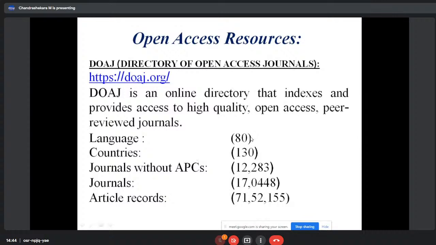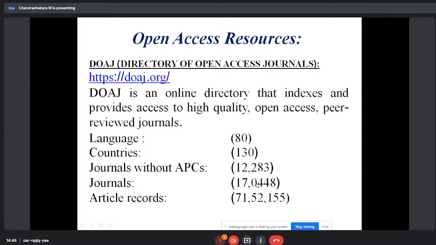Then this is another one. Repeatedly I have told you about the Directory of Open Access Journals, because you have to visit it. Maybe you have visited it already. It indexes and provides access to high quality open access peer-reviewed journals. They concentrate only on very good, reputed, high quality journals. 80 languages are covered and 130 countries have contributed. Journals without APCs, meaning author processing charges, number 12,283. Total journals: 17,448.